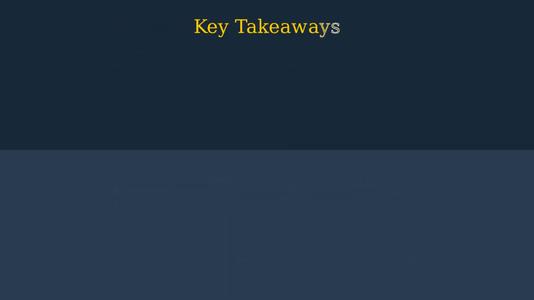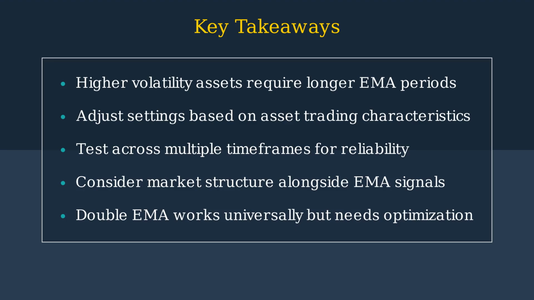To effectively use double EMA across different asset classes, remember these key points. While double EMA is universally applicable, your settings should be customized to each asset class for optimal performance. The strategy's principles remain the same, but the implementation details matter.